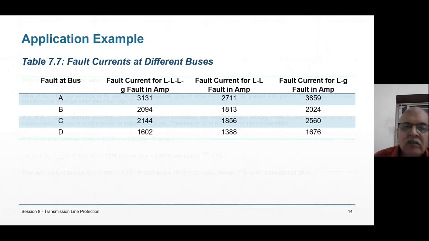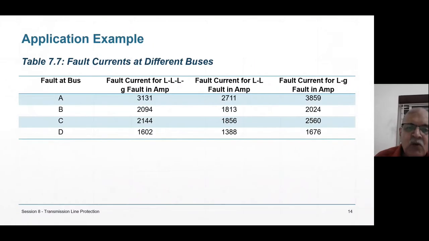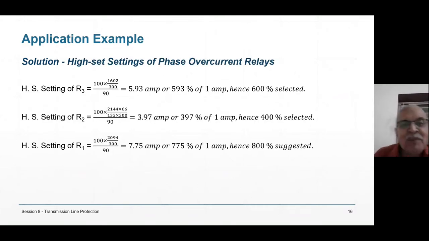I think the high set values are not asked. Yes, 10% overreach is there. So high set is also asked. Determine PS, TMS and setting of high set instantaneous units of ground relays R1 R2 R3 and also suggest setting of high set instantaneous unit phase relays R1 R2 R3. So that is done. PS of R1 you have found out 20%. That is true. Now we are going for TMS. But before going to TMS, we have to find out high set setting.